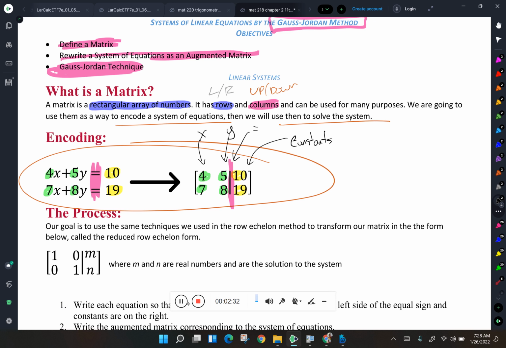Constants. Yeah, that's right. Okay. All right.